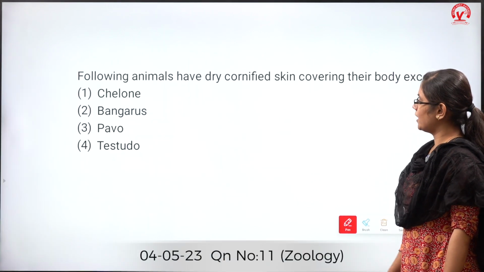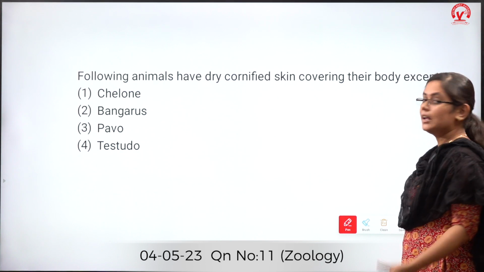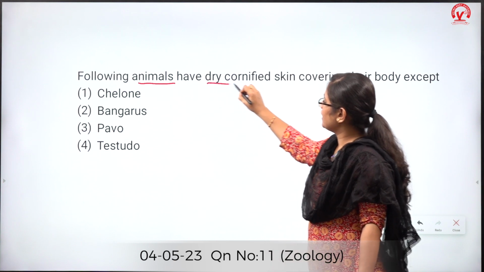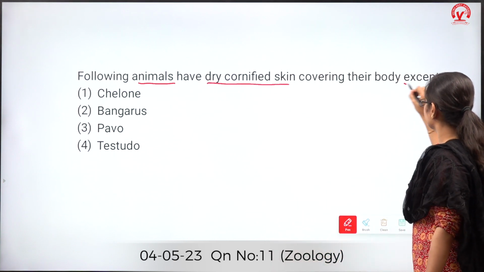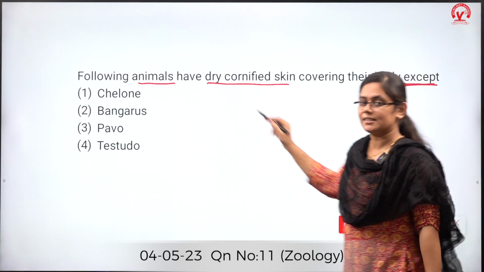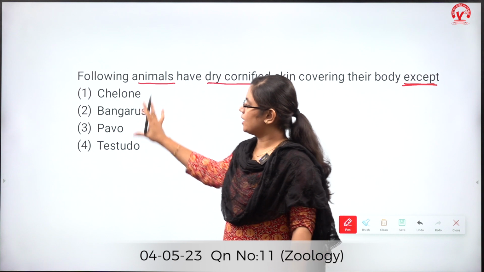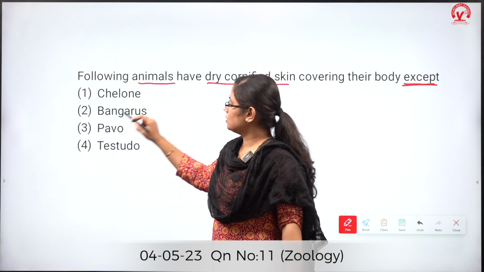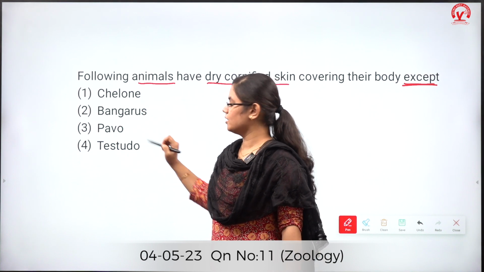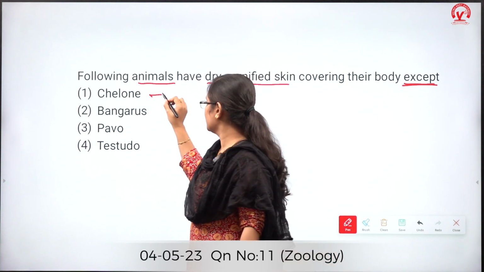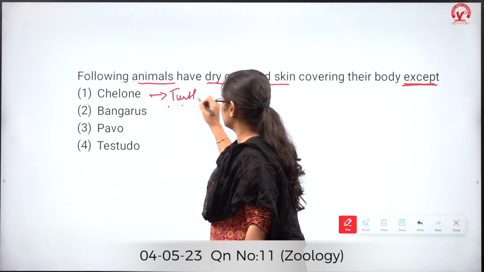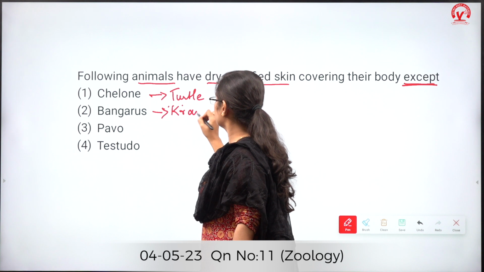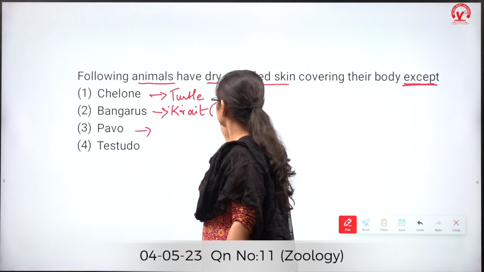Following animals have dry cornified skin covering their body except. So they are asking the exception, okay. Which of these animals won't have a dry cornified skin? The options are Chelone, Bangarus, Pavo and Testudo. Chelone is the biological name for turtle. Bangarus is the biological name for krait, that is the snake.